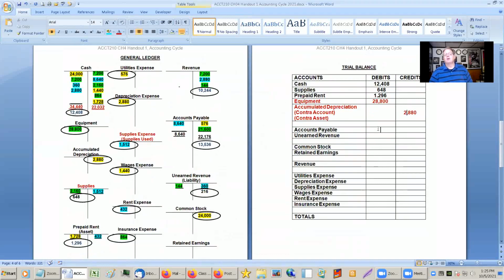Oops, too much. Okay. Accounts payable. Wrong. I'll show you how you find that error in a little bit here. Okay, revenue is 10,244. Unearned revenue, 216. Okay, common stock, 24,000. Retained earnings, 0. It's our first year.